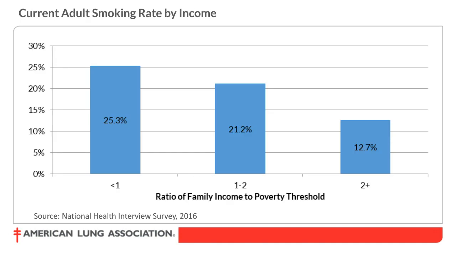The current slide illustrates adult smoking rates by income in the United States. As you can see, those with a ratio of family income to poverty threshold greater than 1 have a smoking rate of 25.3%. Those with a ratio between 1 and 2 have a smoking rate of 21.2%, and those with a ratio greater than 2 have a 12.7% smoking rate.